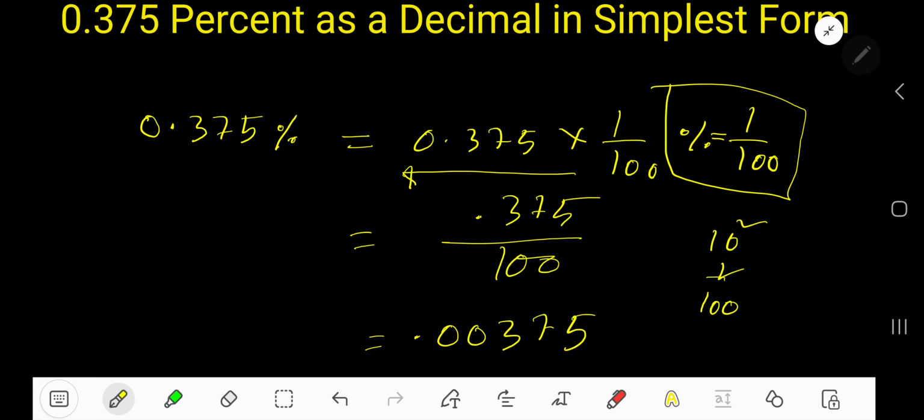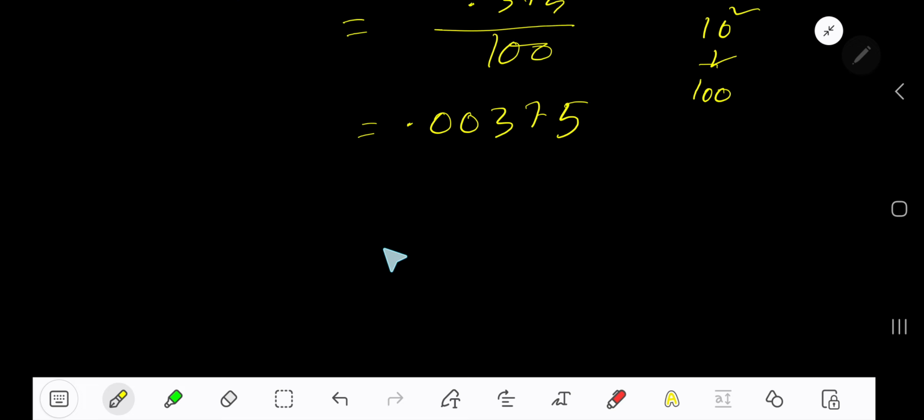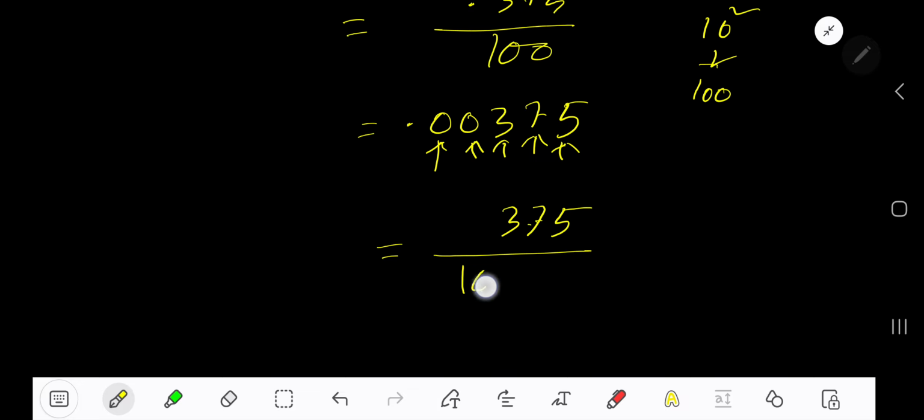Now to write it in simplest form, to simplify this fraction, what will you do? For the numerator, just ignore the decimal and write the number you are getting, 375. The leading zeros don't have any value. And for the denominator, for the decimal consider 1, and for every digit after the decimal you have to write 10 here. For every digit after the decimal we are considering a 0, and for the decimal we are considering 1. So now simplify this fraction.